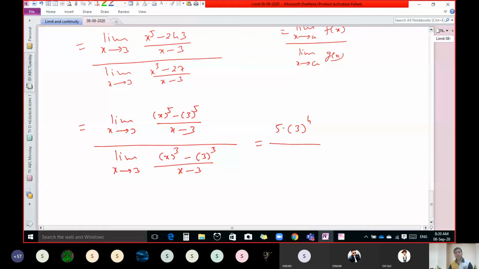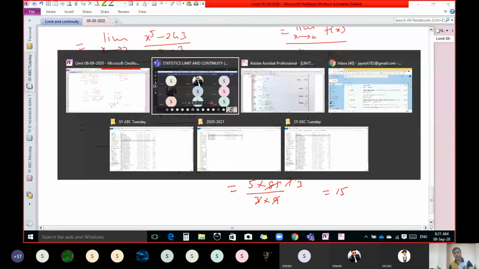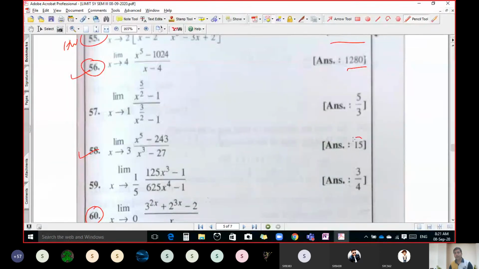Same thing. What is the answer of this? Power is 3 here, so 3 into 3 raised to 1 less from 3, that is 2. So what is the answer? 5 into 81 upon 3 into 9. This 9 and 81: here we get 9. Once again you can cancel this, we get 3. And ultimately the answer is 5 threes are 15. So the answer for this question is 15.